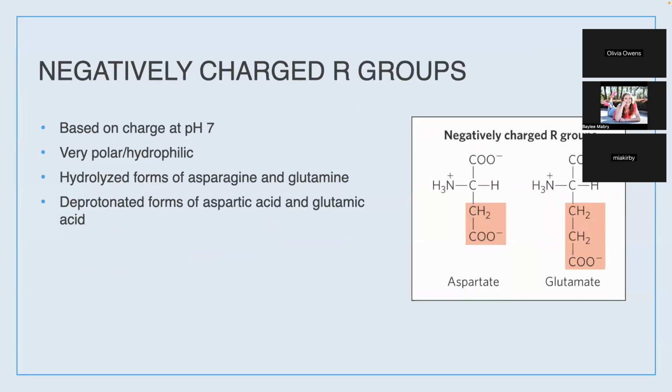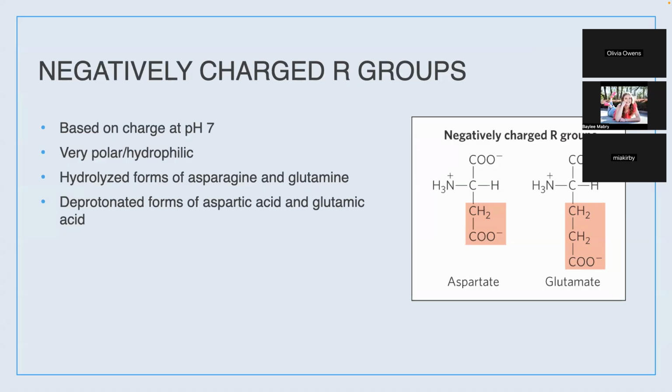So negatively charged R groups. Same thing here. We're going to base this off of them being at pH 7. If we are moving around in pH, it might not be negative anymore, but we're going to think about it in biochemistry conditions, in which case it's going to be at pH 7. These will be negatively charged. These are also very polar, very hydrophilic. They've got that charge on them. It's going to distort the electron density, all that good stuff. So it's going to love to be around water.